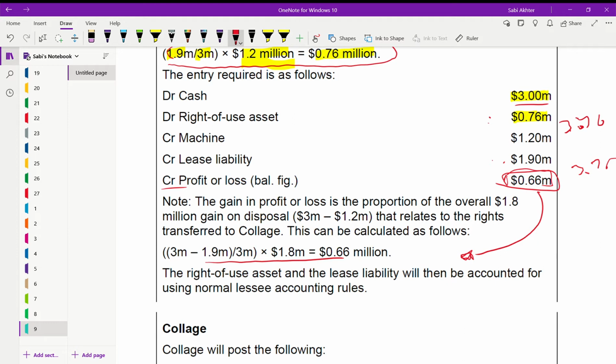What they have told here is, how did they get that profit and loss? It is in proportion. Whenever it is in proportion, a fraction is involved. You have to involve a fraction into something, the overall 1.8 million gain on disposal. How do you make the 1.8 million gain on disposal?